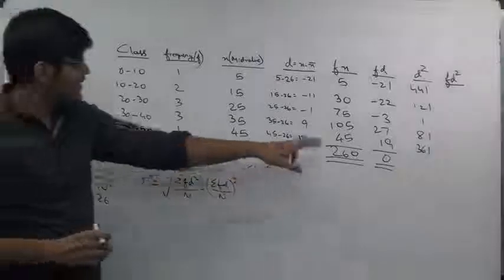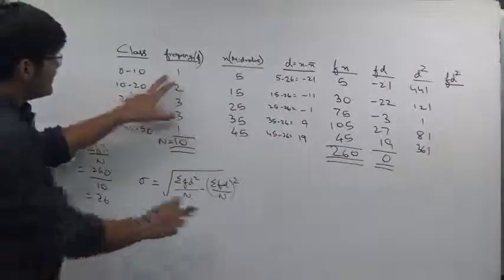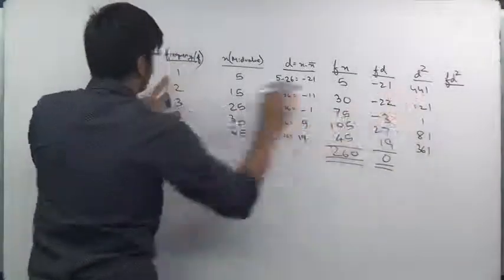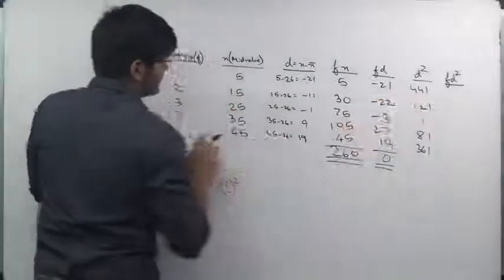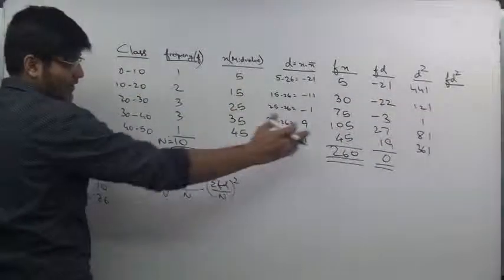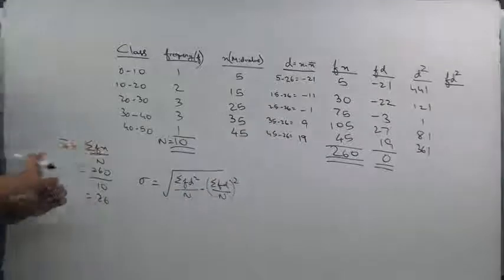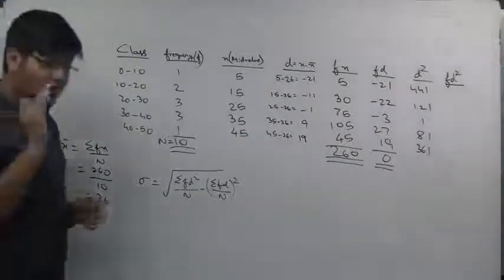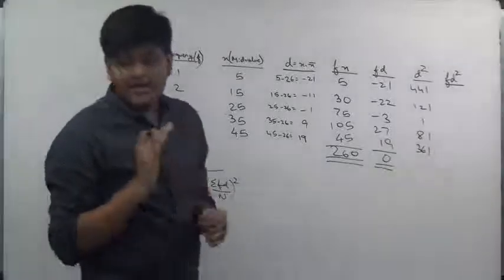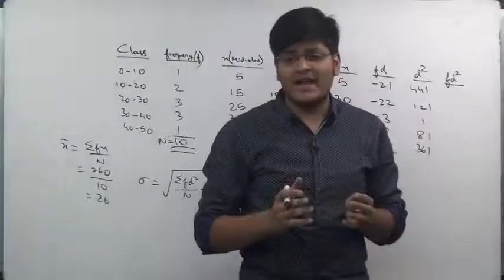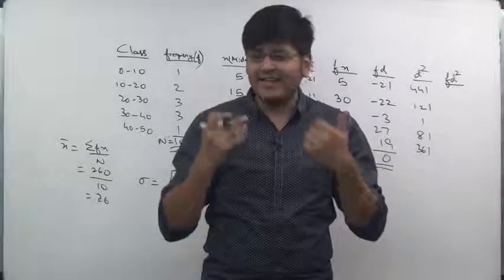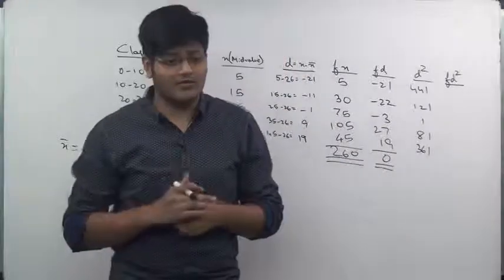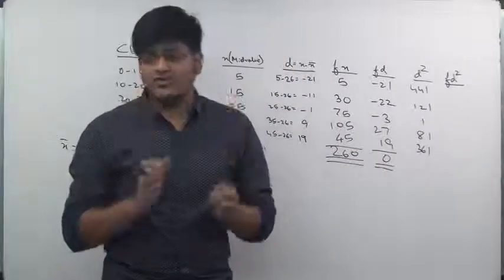So fd square, start multiplying frequency with d square. So 1 into 441. Now this is a big board, so I am being able to manage it. Even if I cut down on my handwriting, I'll be able to manage. In your copy, if you cannot handle it in the portrait mode, switch to landscape. It's allowed. In any examination, it's allowed. Don't worry about it. Switch to landscape.